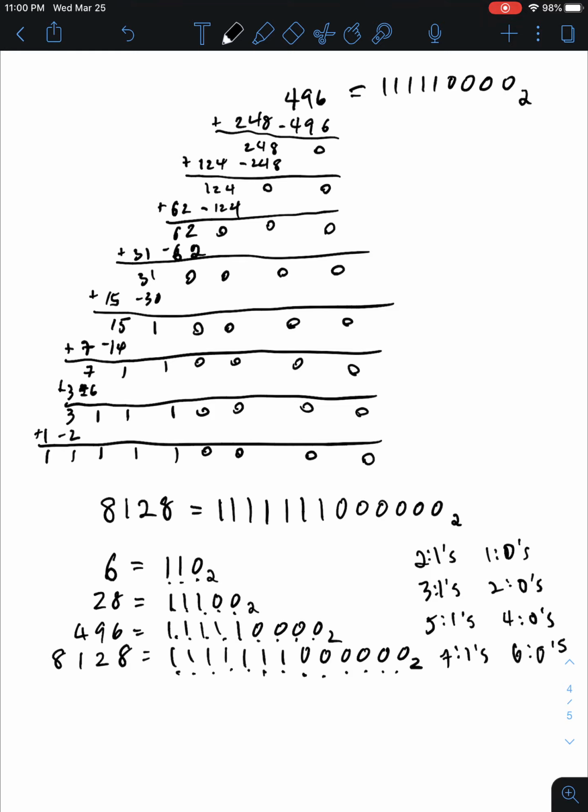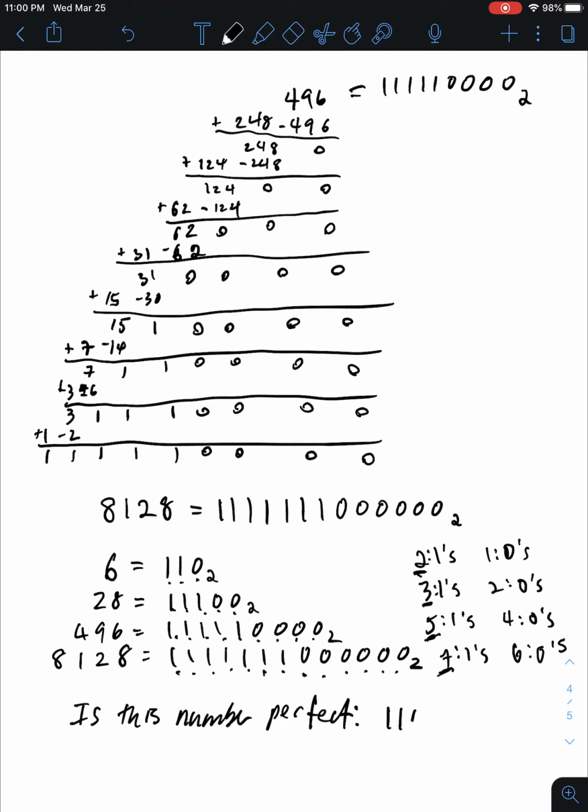The next thing you may notice, if you think about it a little bit, is that the number of ones is a prime number. So 2 ones, 3 ones, 5 ones, 7 ones. And you might want to investigate, for example, is this number perfect?